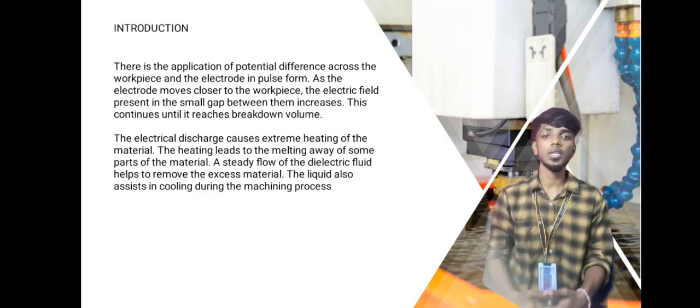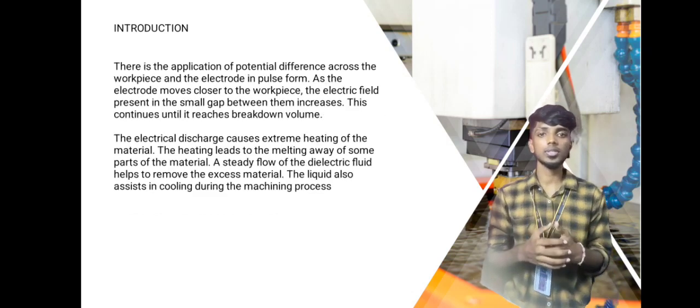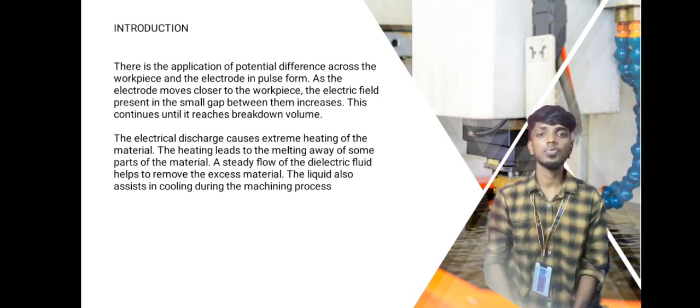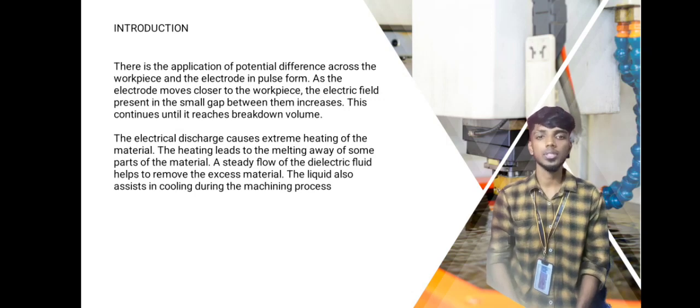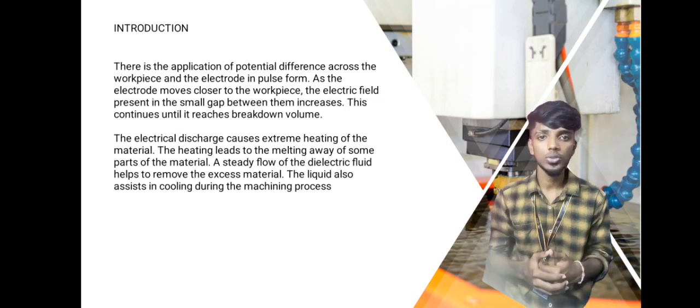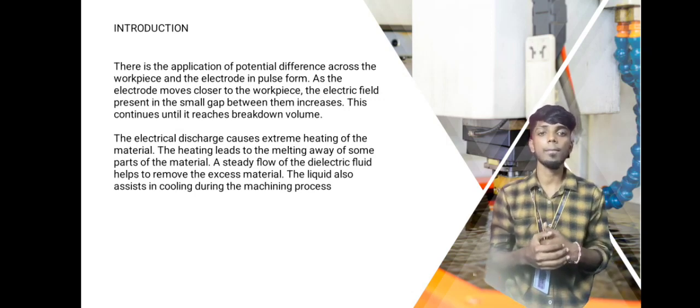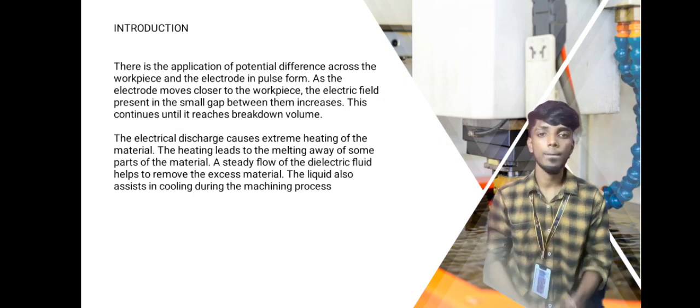There is the application of potential difference across the workpiece and the electrode in pulse form. As the electrode moves closer to the workpiece, the electric field present in the small gap between them increases. This continues until it reaches breakdown voltage.